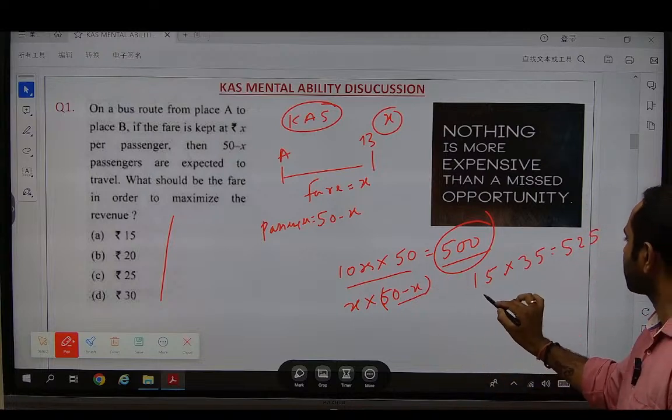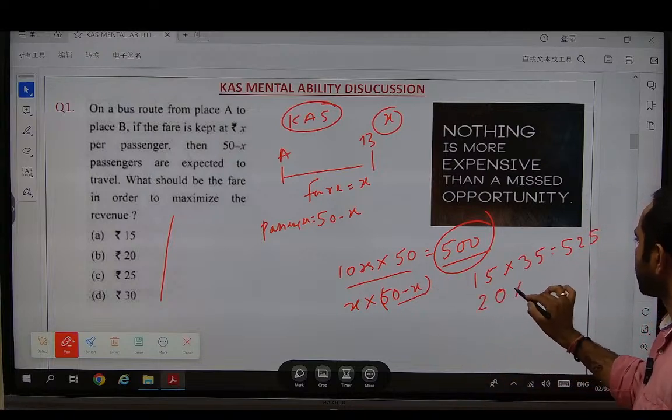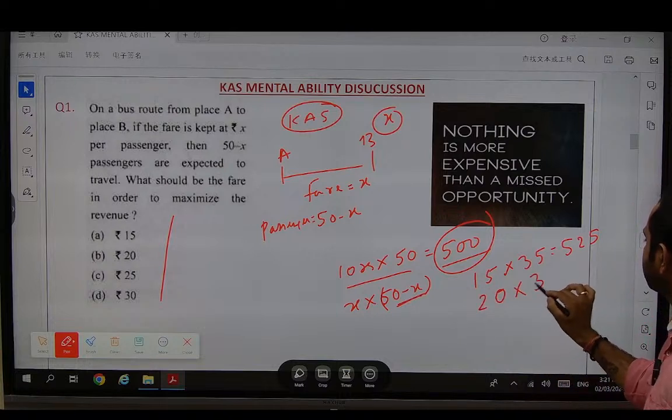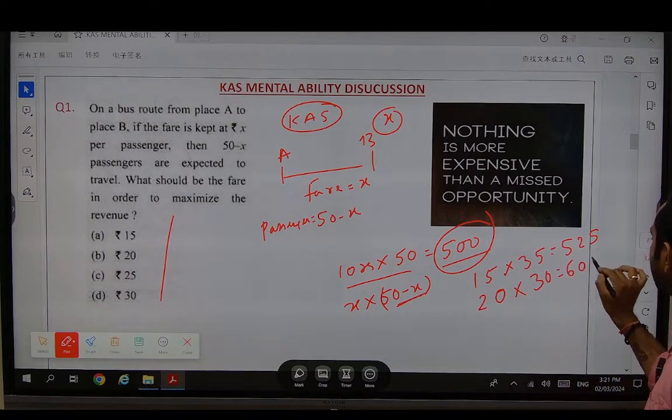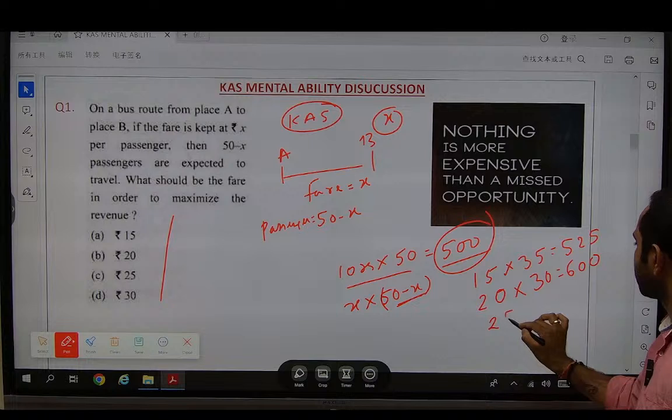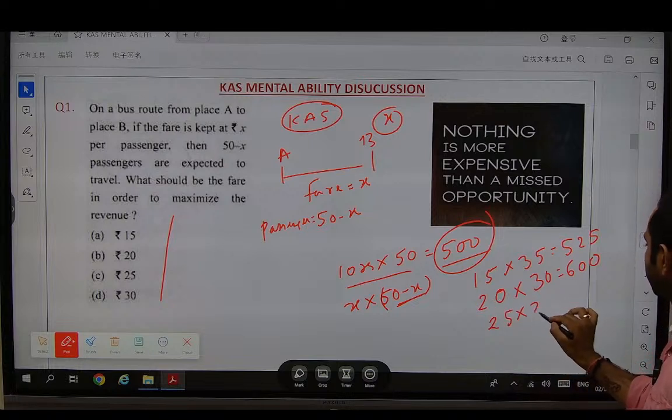Then we will try the other option, 20. So 20 into 50 minus 20 is 30. Sir, it is 600 rupees. Very good. Now the third option, 25 into 25. 25 square is what?